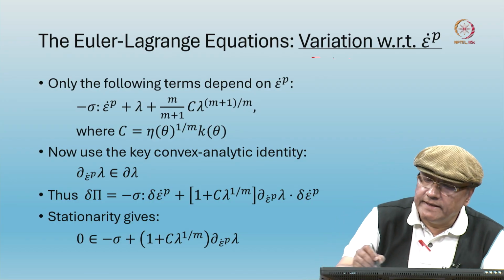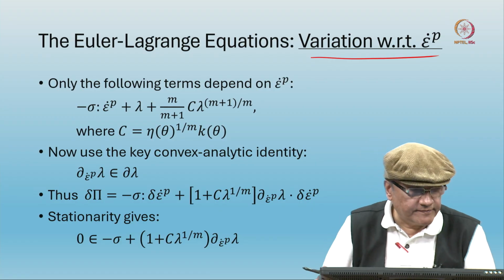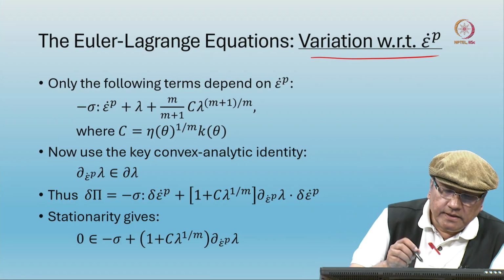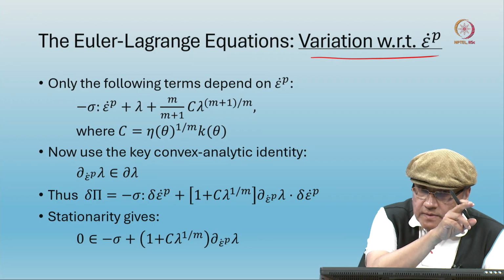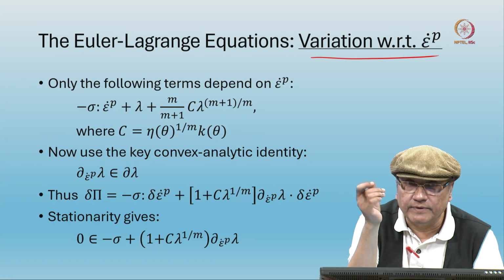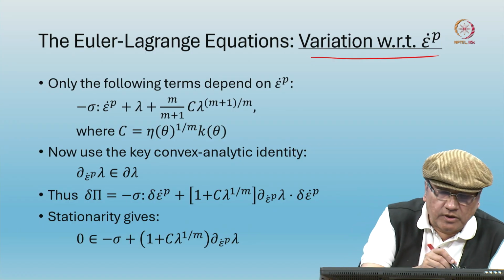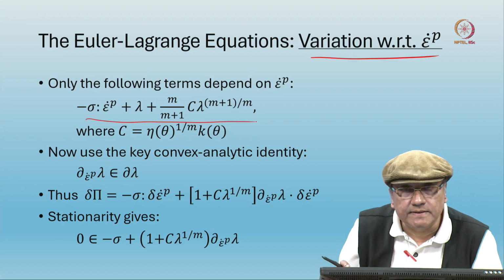So let us first take the variation with respect to epsilon p dot, variation of pi, the rate function. Now look for those terms in pi which depend on epsilon p dot. Only those variations are meaningful, right? So the terms which depend on epsilon p dot are these. These are listed here.